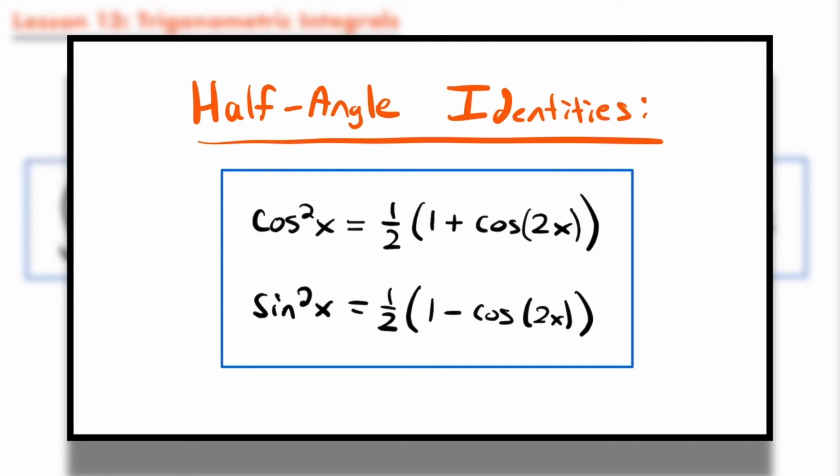And so with that, those are the half-angle identities that you need to know. Those are going to be helpful for solving some trigonometric integrals with sine and cosine in them.